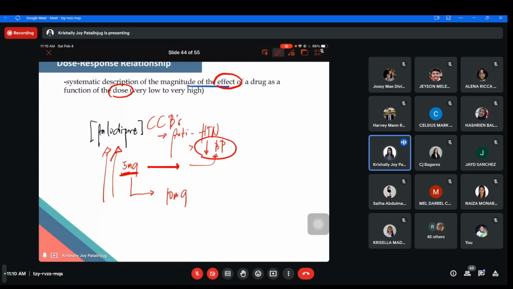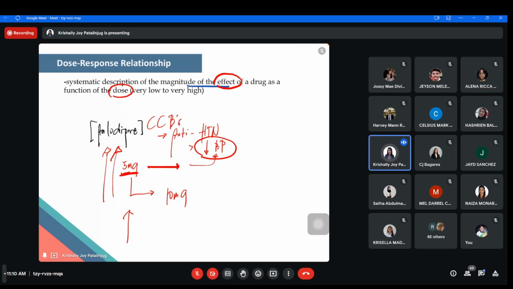Okay? So we could say again in general na there's an existing relationship between dose and effect. The more the dose, the more the concentration of a drug, then the more response is achieved. Okay? Ayan. So yan yung concept ng dose-response relationship.